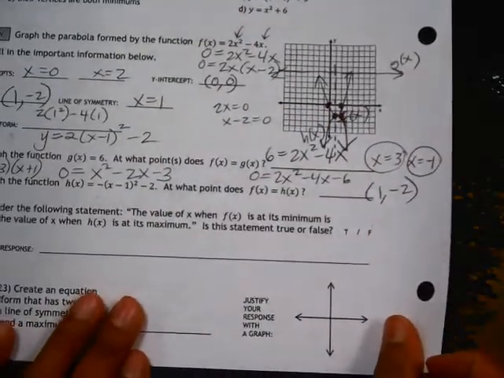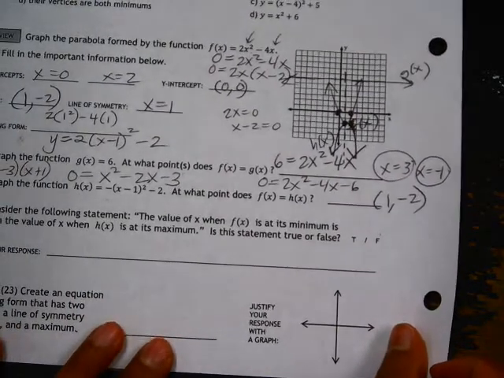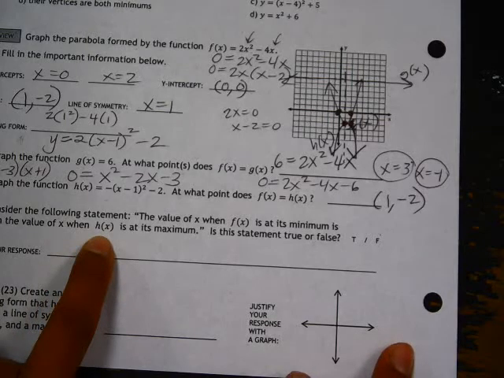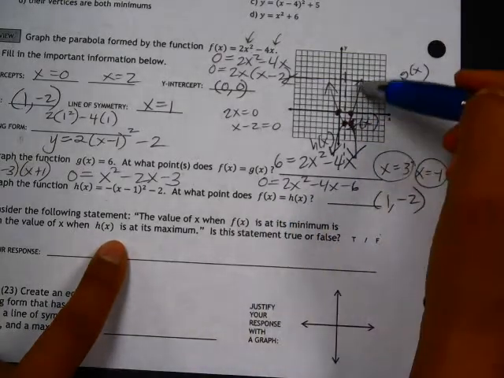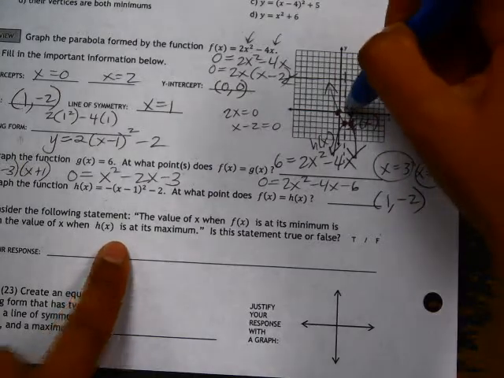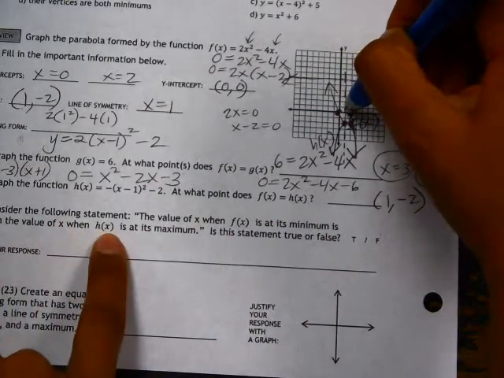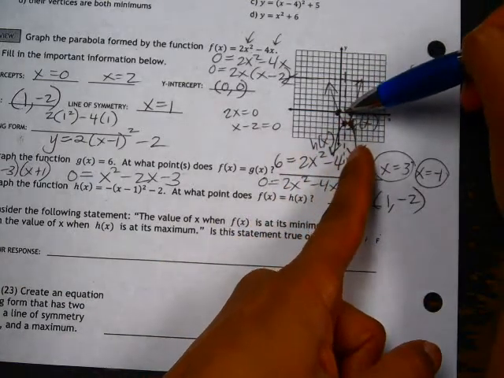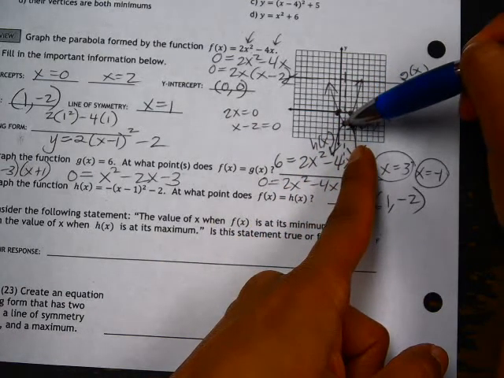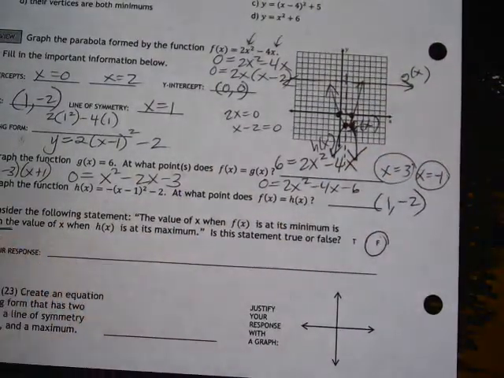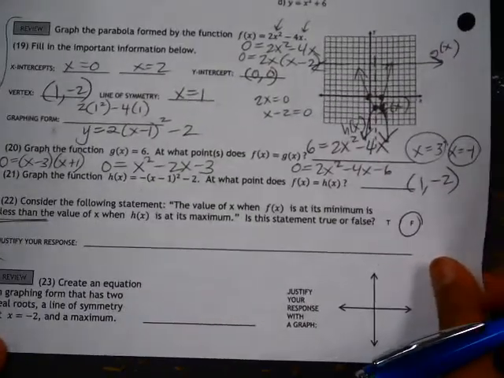So consider the statement, the value of x when f of x is at its minimum is less than the value of x when h of x is at its maximum. Is this statement true or false? So the value of x when f of x is at its minimum, so this graph right here, when it's at its minimum, x equals 1, is less than the value of x when h of x is at its maximum. Well, when you look at this graph, h of x is at its maximum also when x equals 1. So this is a false statement because it's not less than, it's actually equal to.